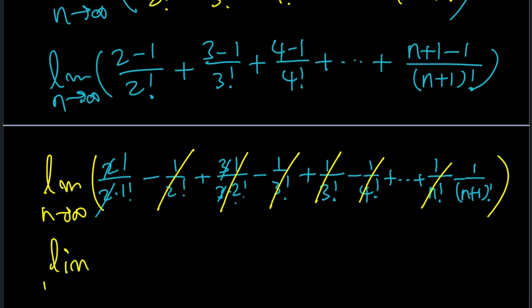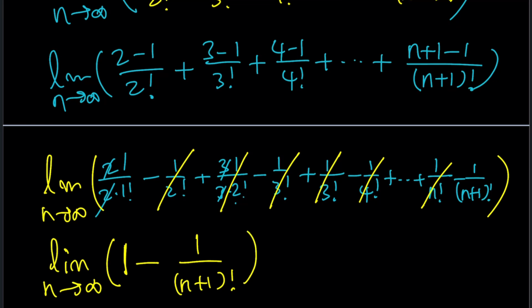So this is going to give us limit as n approaches infinity of 1 over 1 factorial, which can just be written as 1, minus 1 over n plus 1 factorial. Obviously, n plus 1 factorial is just going to grow much faster than n, right? So as n approaches infinity, 1 over n plus 1 factorial is going to approach 1 over infinity, which is 0. So this is going to approach 0, right? And our limit is going to be 1 as n approaches infinity.